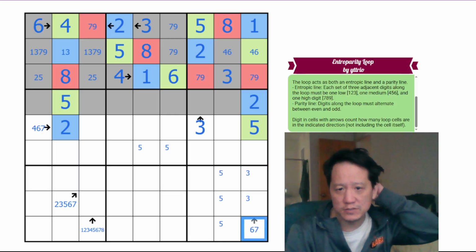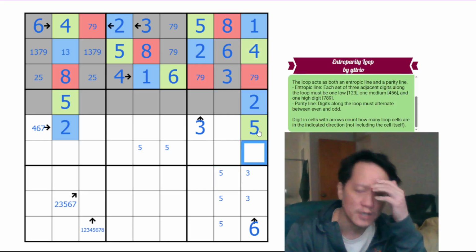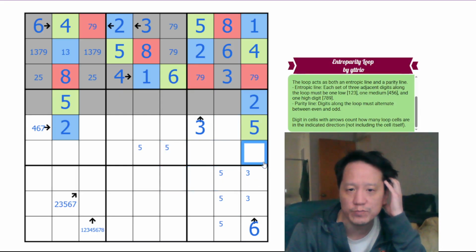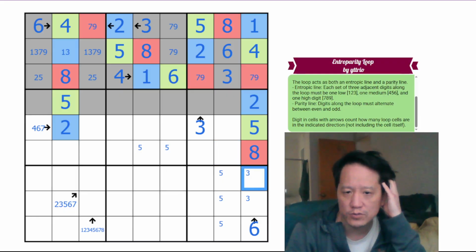Therefore, this must be 6 here. So this is 6, which makes this 4, which makes that 6. This only sees 6 cells. Can't go back here and then touch, because then that's not going to form a loop. So it has to go out here. This is 8. And then it goes this way. So this is not on the loop. So it goes this way. This is low. It has to be a 1.